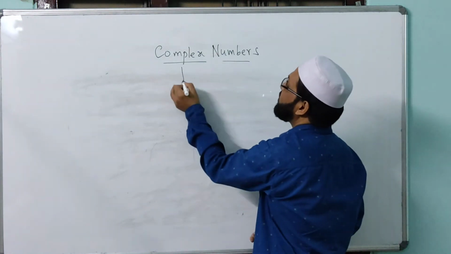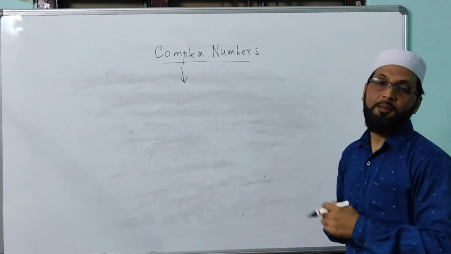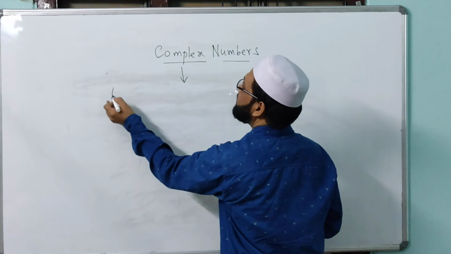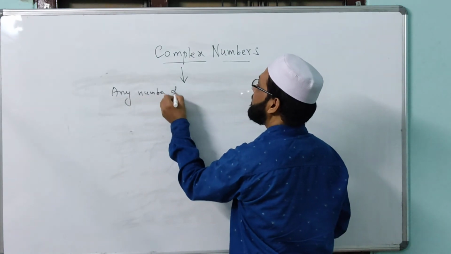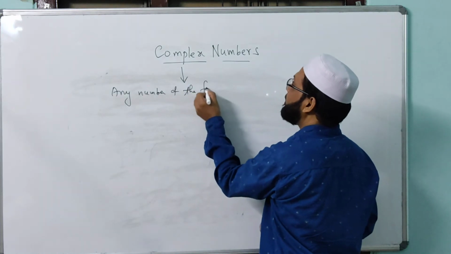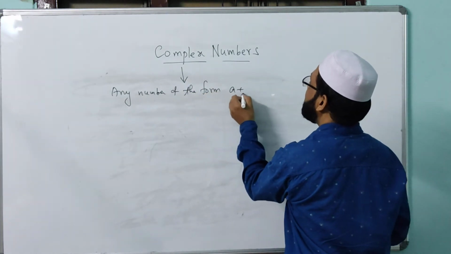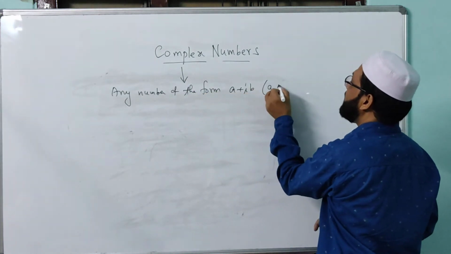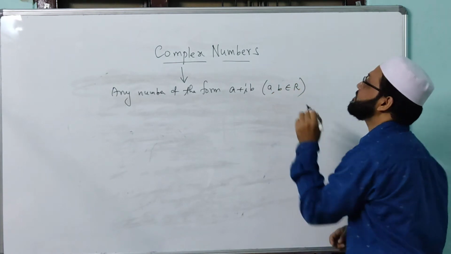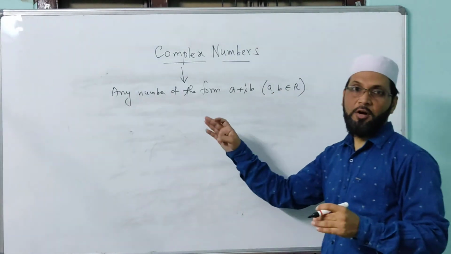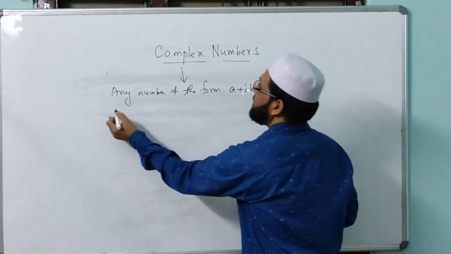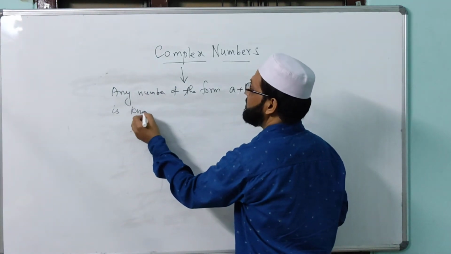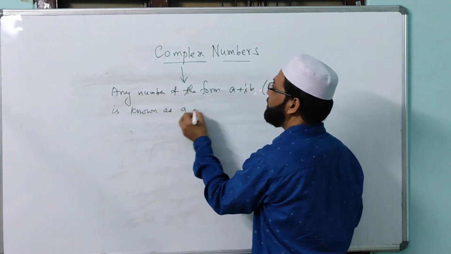Now we will see complex numbers. What is a complex number? Any number of the form a plus ib, where a, b are real numbers, is known as a complex number.